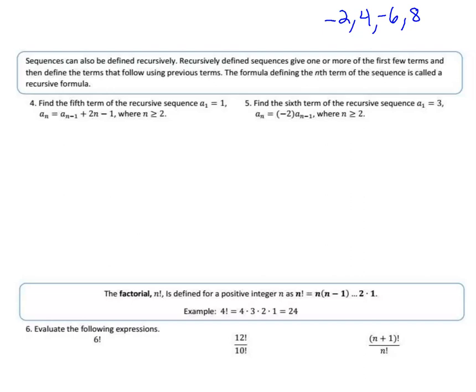It says find the 5th term of the recursive sequence when they tell us the first term is 1, and then any term, a sub n, which stands for any term, is equal to the previous term, a sub n minus 1, which means the term before that, plus 2 times whatever n is, minus 1. Well, we can't use that pattern until after we get to 2. But we know the first term. A sub 1 is the first term, and the first term is 1.